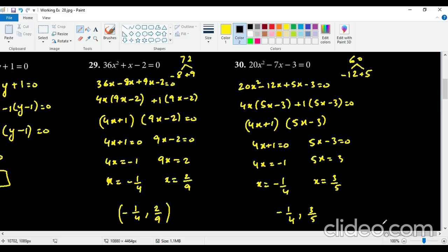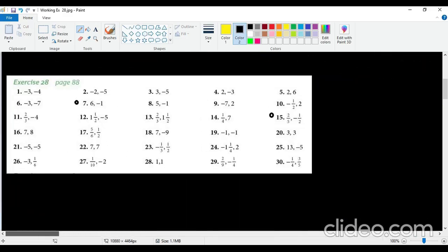Now you can have a look at the answers that we have here. Question number 7's answer is wrong in the book and question number 15 is also wrong. The one I have done is the correct one.